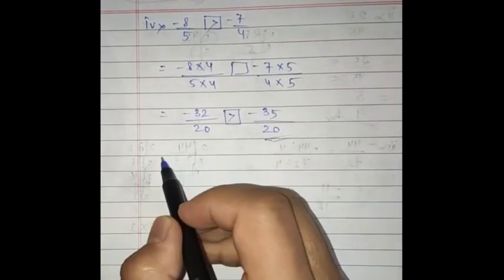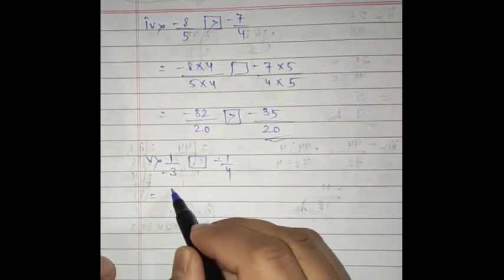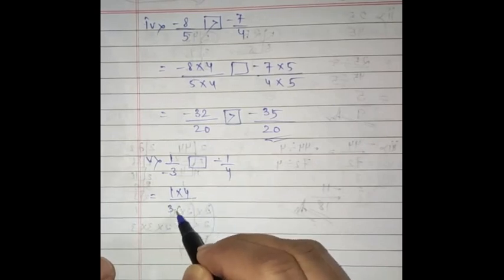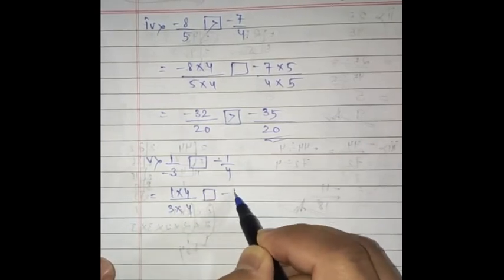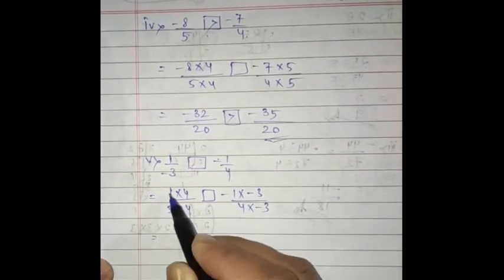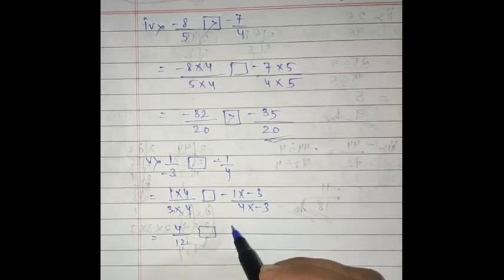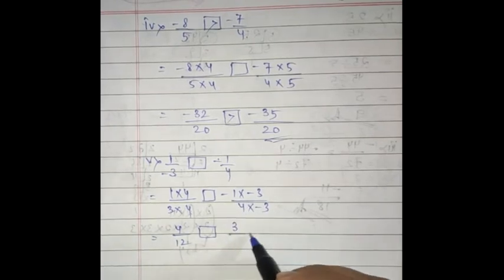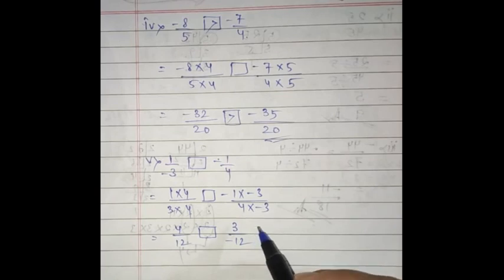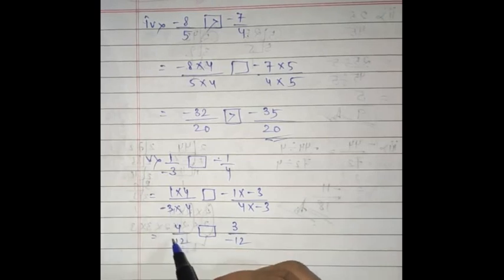Okay, so moving on to the next question, number 5. 1 into 4 by 3 into 4. 1 into minus 3 by 4 into minus 3. So 1 into 4 is 4, 3 into 4 is 12, and minus 3 by minus 12. Sorry students, I forgot to mention here minus, that's why minus 12.